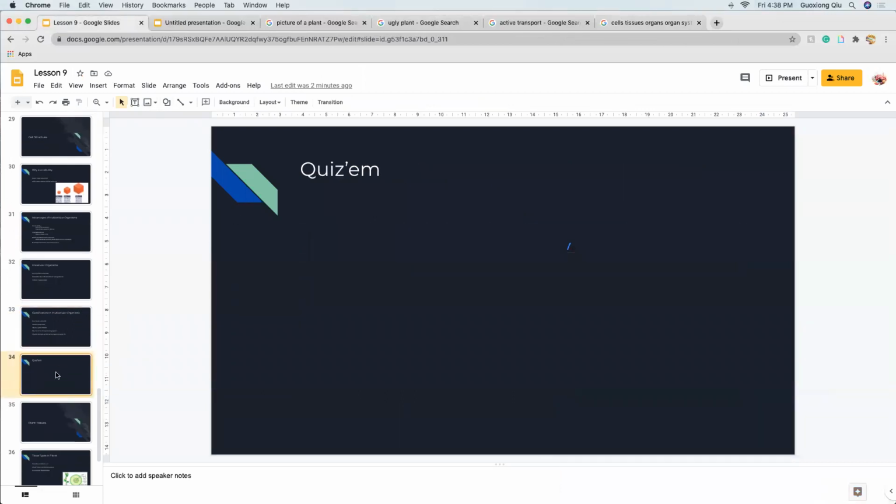All right, here's a quiz. Why are cells tiny? Okay. Cells are tiny because that way they have a higher surface area to volume ratio. Through this, they are more efficient in their exchange of materials.